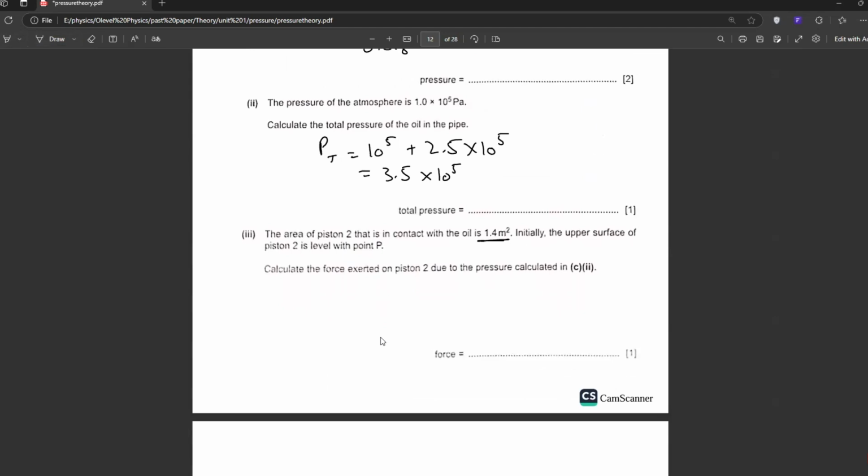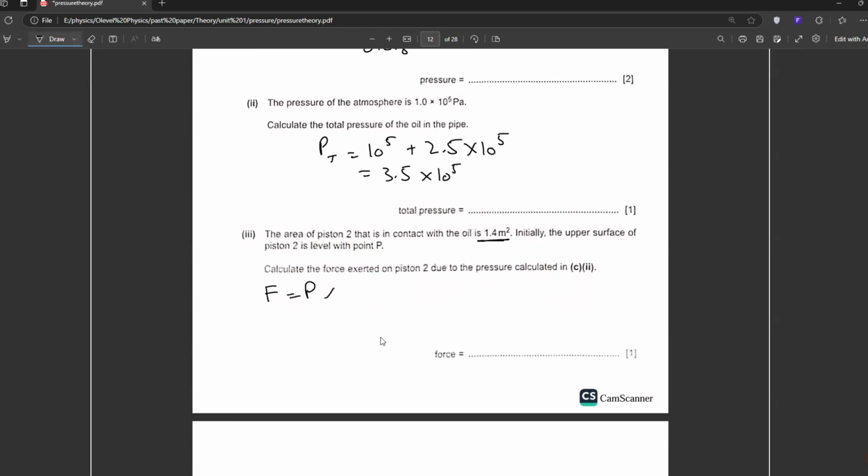Calculate the force exerted on piston 2. We have to calculate the force exerted on piston 2 due to the pressure calculated in part C 2. So what is force equal to? Pressure into area. What is your pressure? 3.5 into 10 raised to the power of 5.